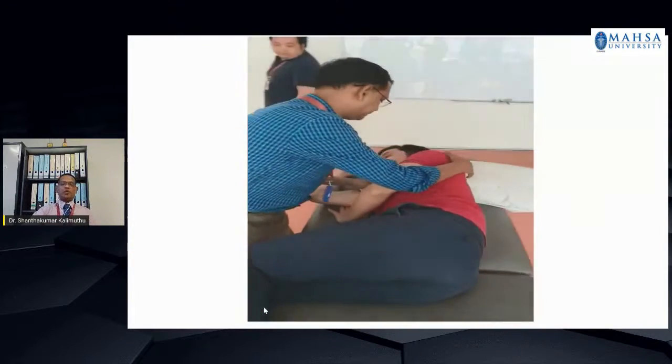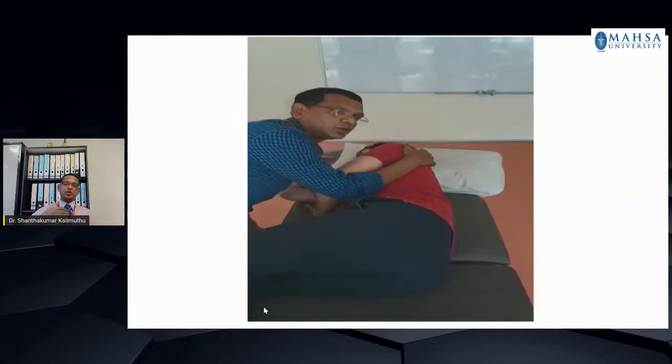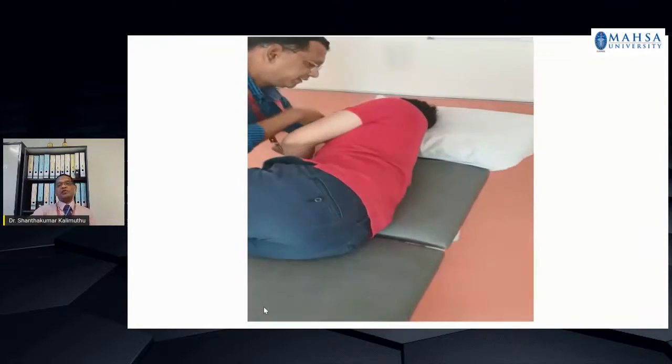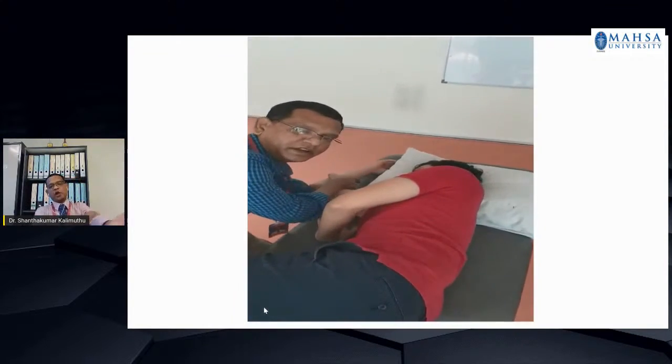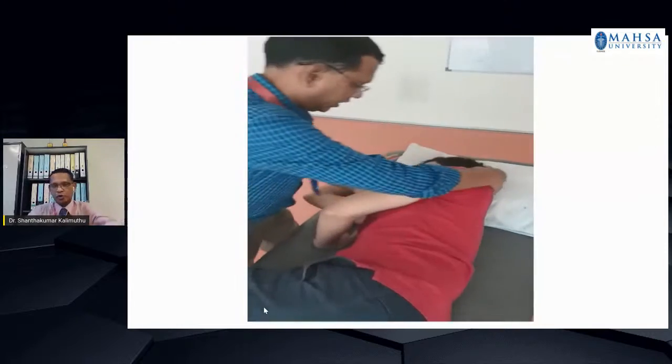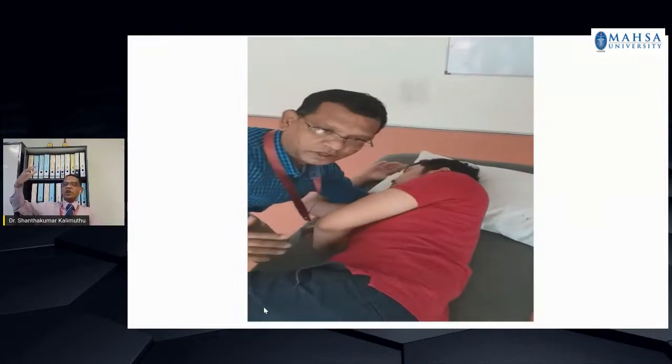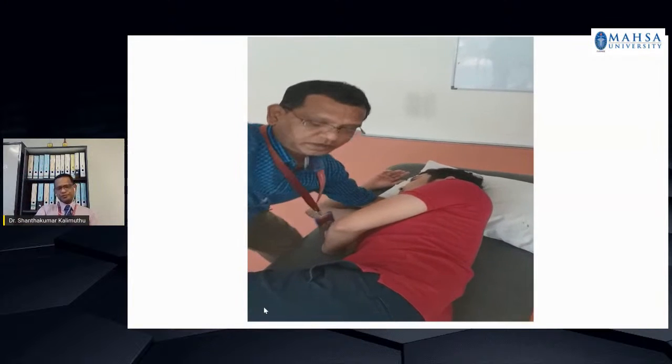So side lying is the best position. Always turn the patient to the unaffected side, and you can use the proximal arm to support the upper trunk, and the distal arm can go to the pelvis.